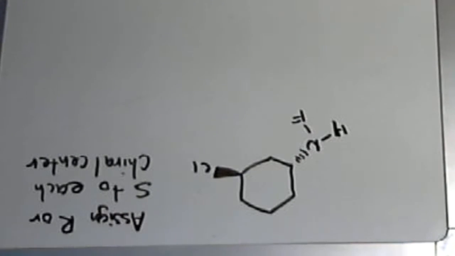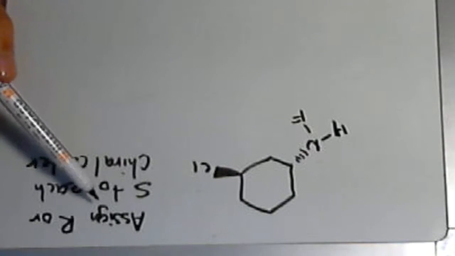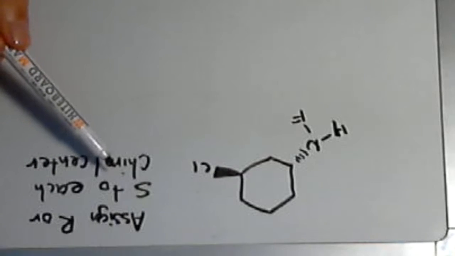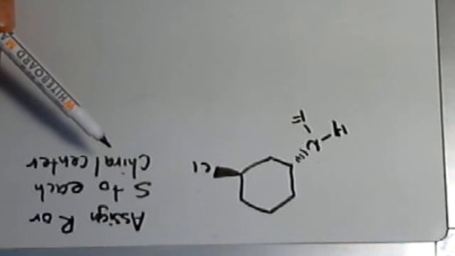Hi, this is OrgoChemSimplified, and we are doing a chirality problem. We're asked to assign R or S to each chiral center.